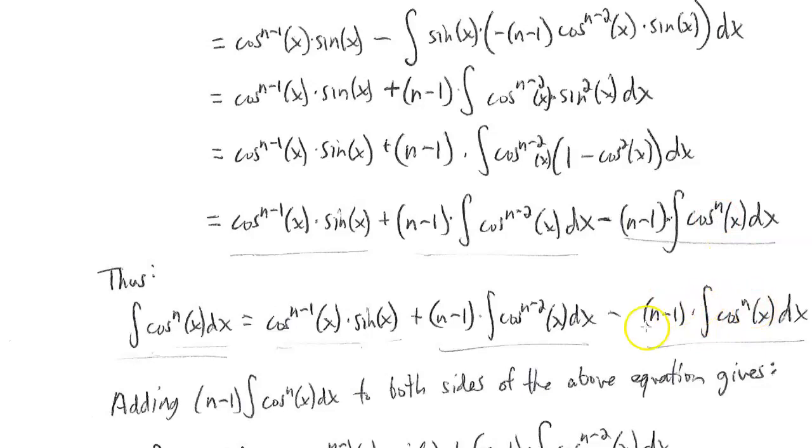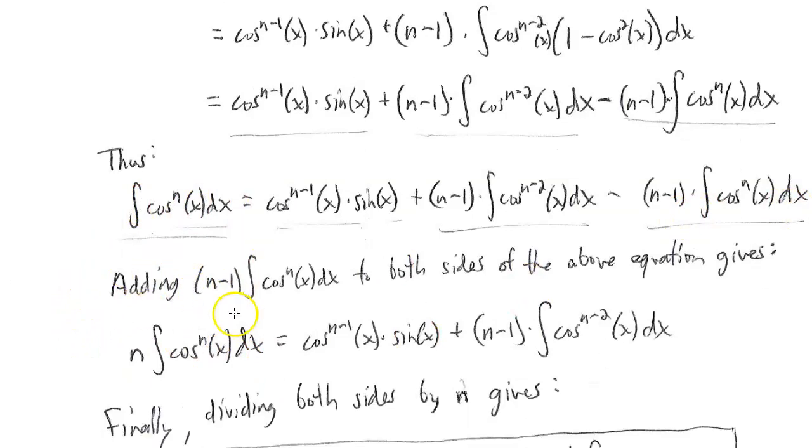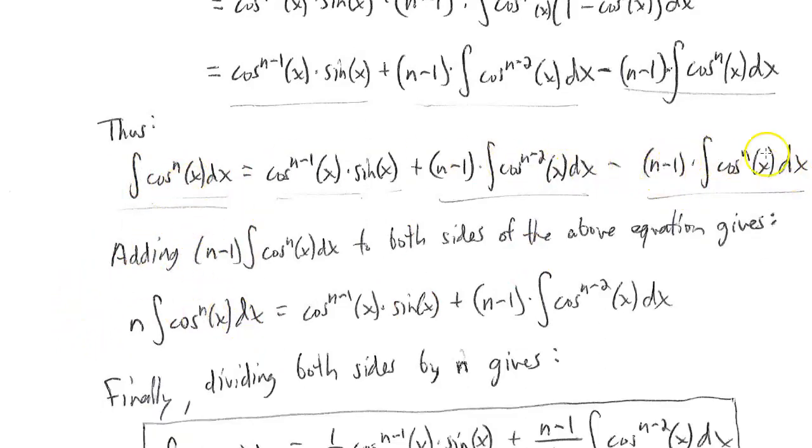Well, it turns out what you can do is add this term, n minus 1 times this integral, to both sides of this equation. So we let cosine to the n equal this plus this plus this. Add this to both sides, so we have n minus 1 of these integrals plus 1 of those integrals. So what's n minus 1 of them plus 1 of them? It would just be n of them. So if we add this term to both sides, we get n times that cosine to the n equals this plus this. Okay, we have rewritten those terms there.